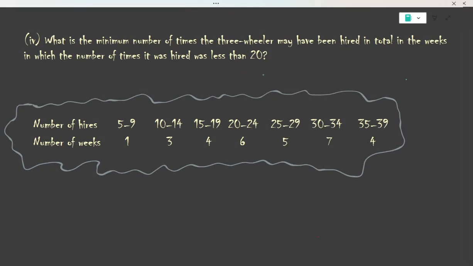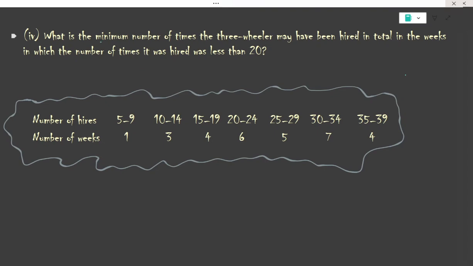Part 4. What is the minimum number of times the three-wheel may have been hired in total in the weeks in which the number of times it was hired was less than 20? We have to find the minimum number of hires that have been hired in total, up to less than 20.